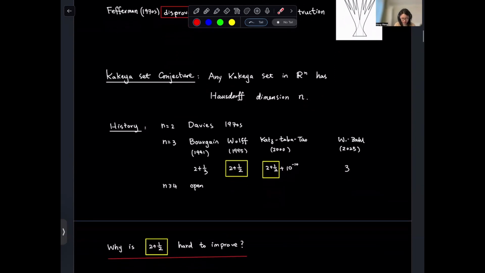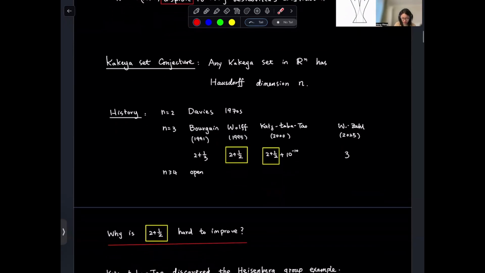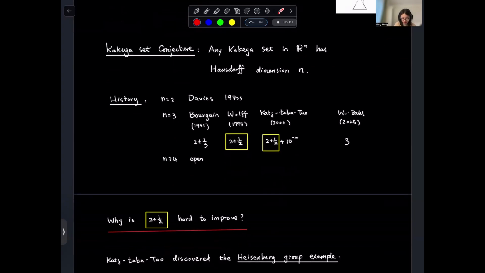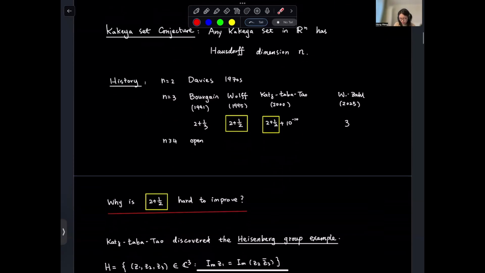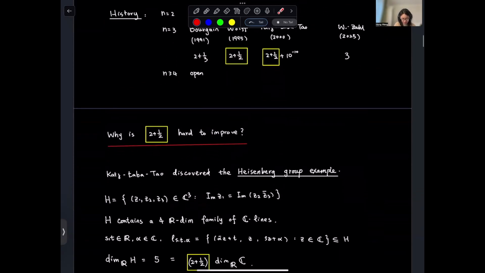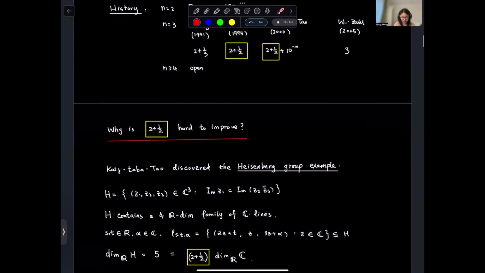So why is this 2 plus 1/2 bound very hard to improve? While Katz, Łaba and Tao studied the Kakeya set conjecture in R^n, and tried to improve Wolff's bound, they discovered the following Heisenberg group example. The Heisenberg group H is a subset of C^3: the imaginary part of z1 equals the imaginary part of z2 times the complex conjugate of z3.